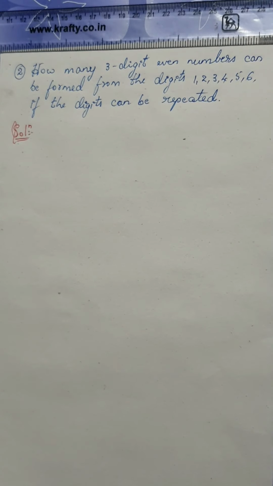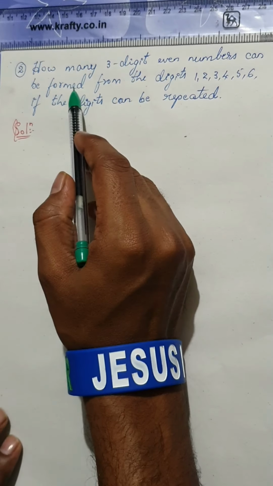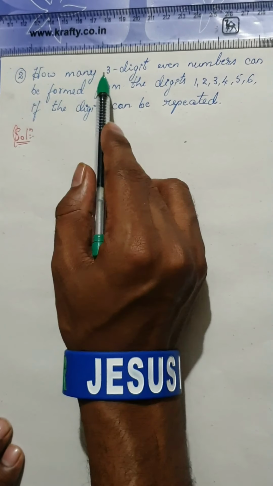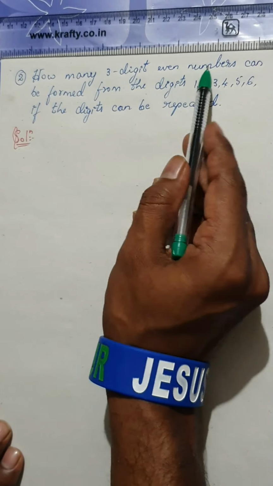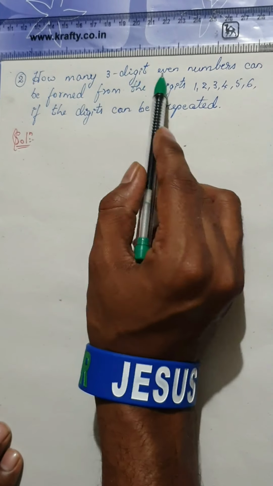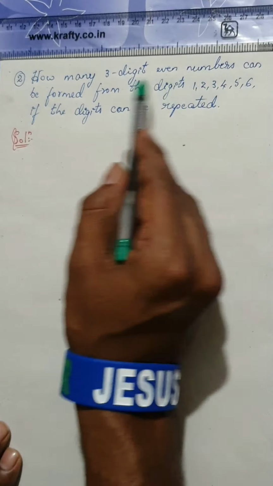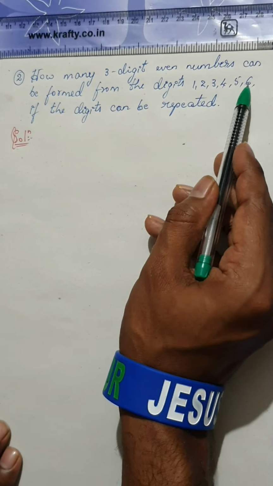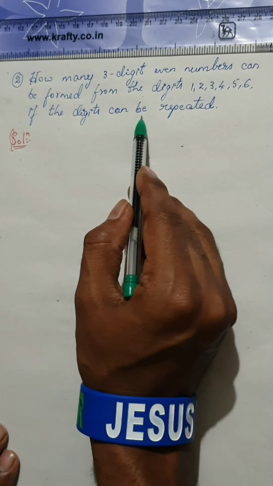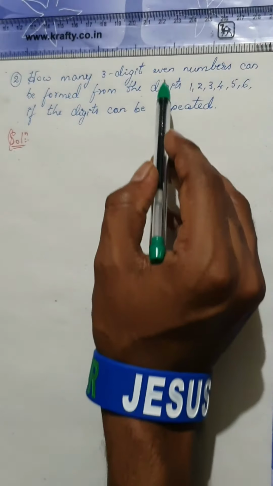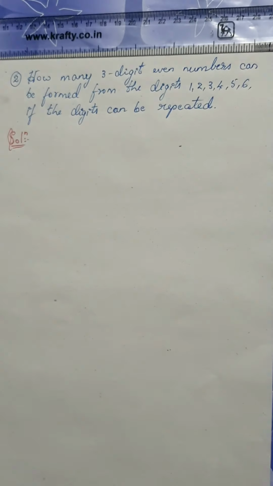Here comes question number 2. This looks similar, but please be careful. You have to read the question carefully. How many 3-digit even numbers? There it was just a 3-digit number. Here he is asking for 3-digit even numbers that can be formed from the digits 1, 2, 3, 4, 5, 6, if the digits can be repeated. There is only one condition, and the one change is that he just wants the even numbers.